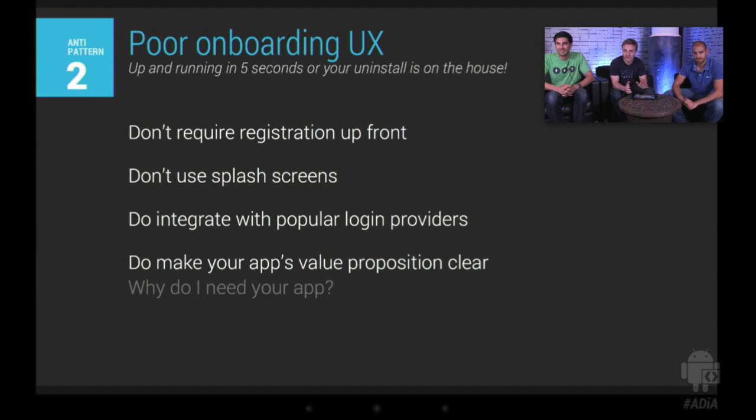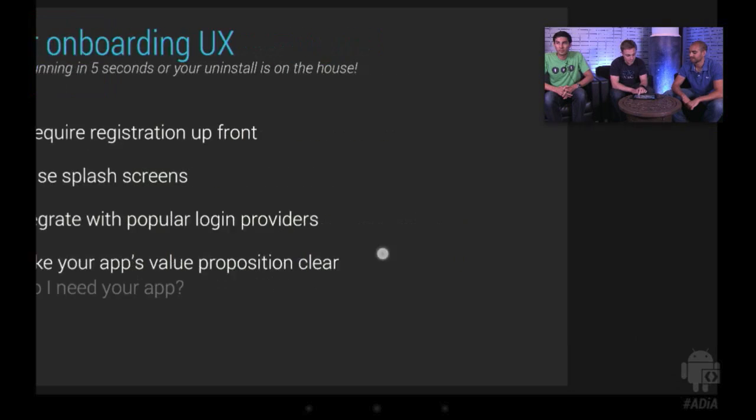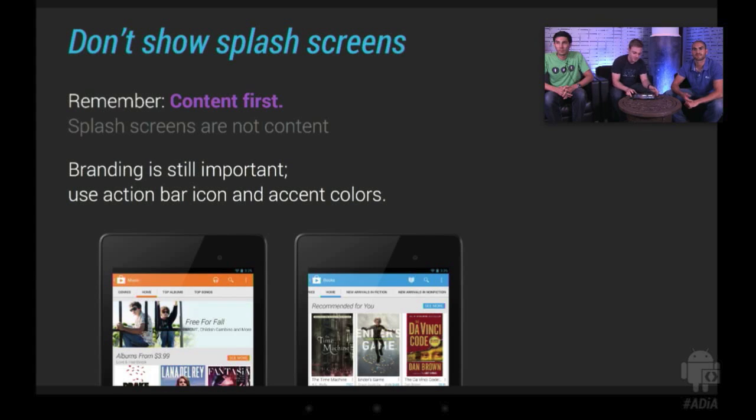So the first thing we wanted to talk about was that two weeks ago, we did an episode on our top 10 anti-patterns or common UX issues that we saw during review. And number 2, one removed from the last one, was a poor onboarding user experience, and that included a couple of things: requiring registration up front, using splash screens. We're going to talk about all the details here, but we wanted to spend an entire Android Design in Action episode just talking about this because it's so crucial. So the first thing is about splash screens. Adam, you want to talk about splash screens?